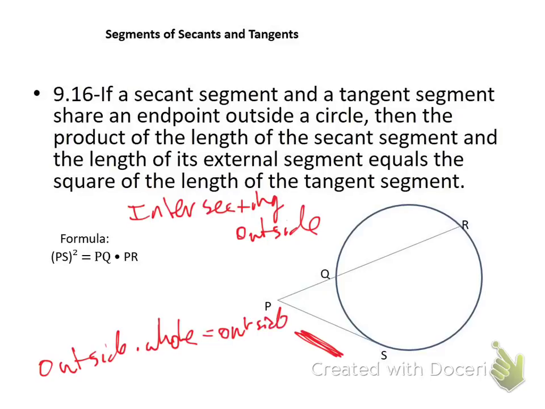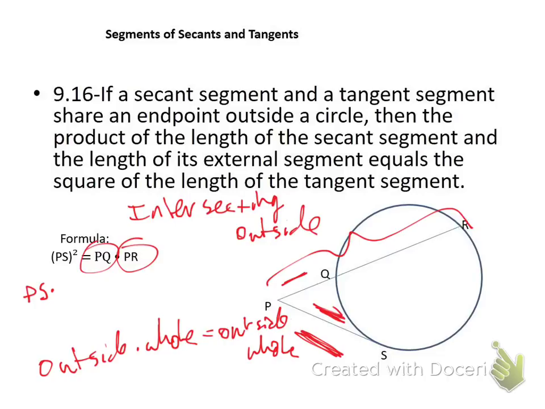Now, watch what happens. Right? For the secant segment, there's no problem. Outside piece is PQ. The whole thing is PR. Right? Which is where the PQ and the PR come from. Now, over for the tangent segment, the outside piece is PS. But then the whole thing is still PS. So, in other words, you just end up squaring PS. But I like to stay consistent with the outside piece times the whole thing. That just kind of ends up making more sense to me. Because it's intersecting outside, we're going to use the same rule.